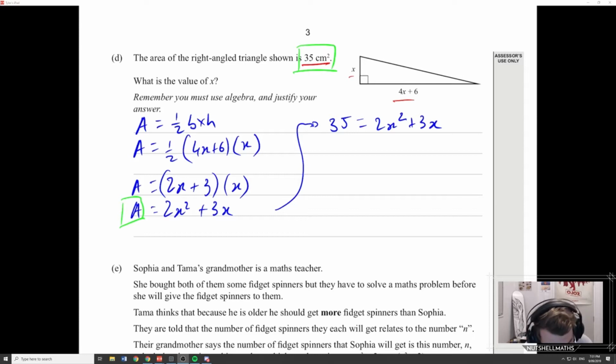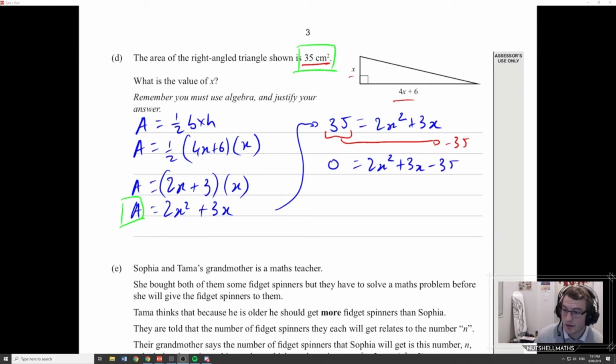So it's almost a quadratic, but you have to set it to 0 to solve it. To set it to 0, I grab this 35 and take it across and subtract it. So I'm going to be left with 0 equals 2x squared plus 3x minus 35. So far so good. What I actually prefer is to have this 0 on the other side, only because of looks. I just like it equaling 0 on that side.